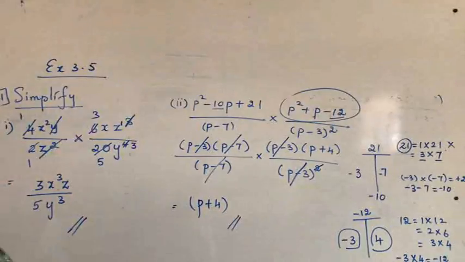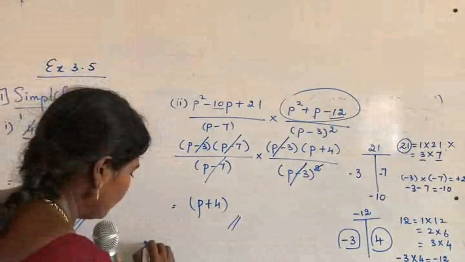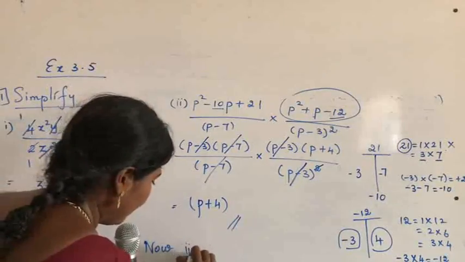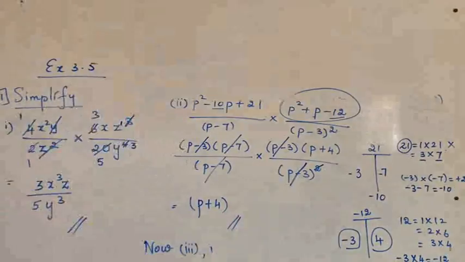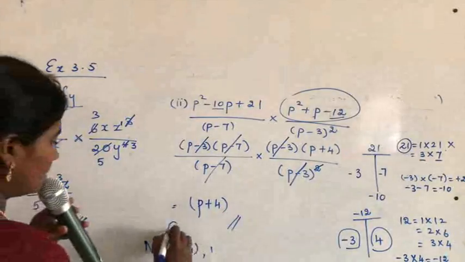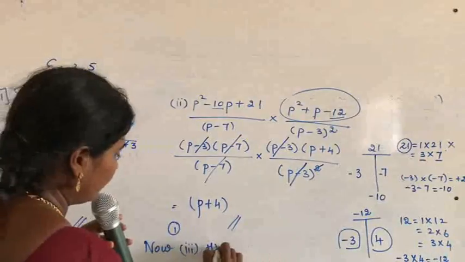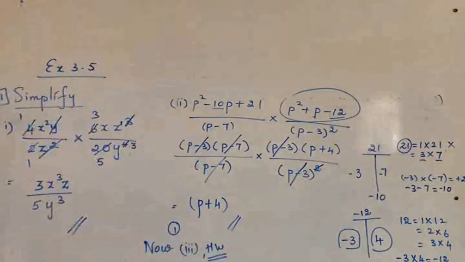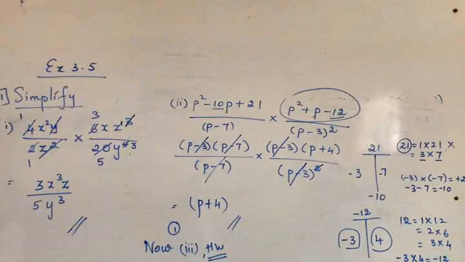I hope you people understood this sum. So now, subpart 3, only one subpart is there. So from question number 1, the third subpart is your homework. You are going to follow the first sum and the second sum, and you are going to complete the third subpart as homework. Try out the sum by yourself, children. Do all the working part.